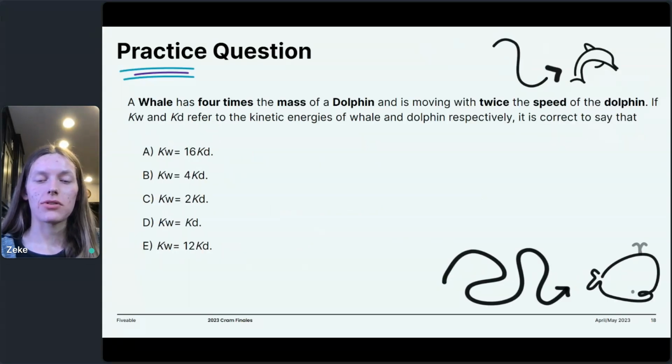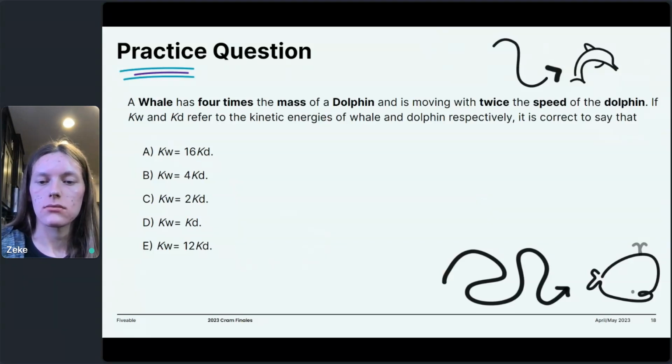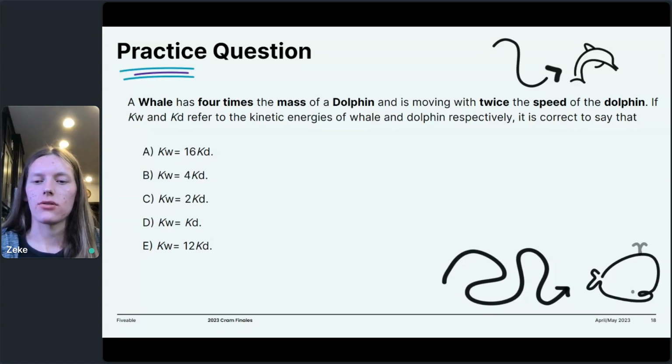So based on what I just said, I have this practice question for you guys to do. I do not want you guys to put your answers in the chat, though. I'm creating a poll right now, so please wait to put your answers in that. Okay, I'm going to give you guys a couple seconds to do that now.